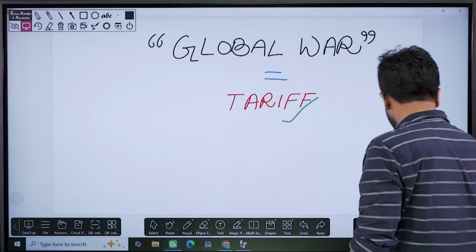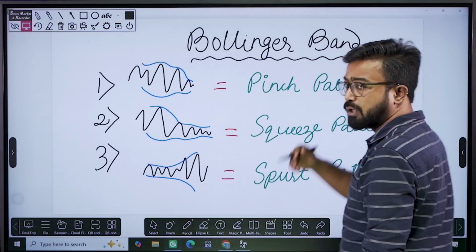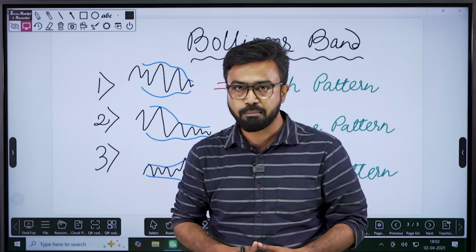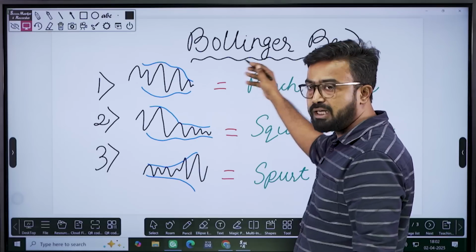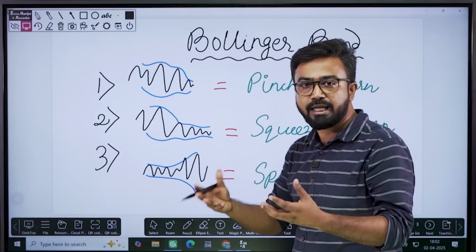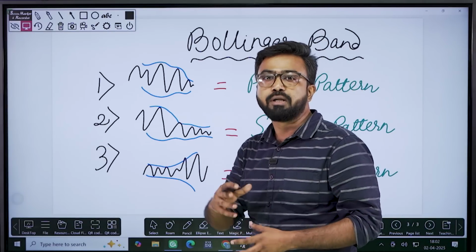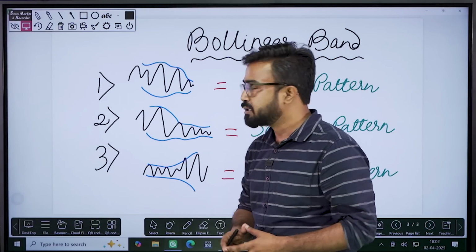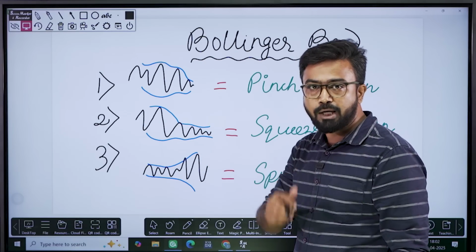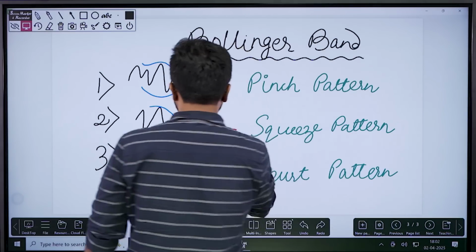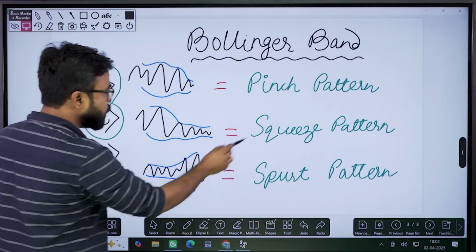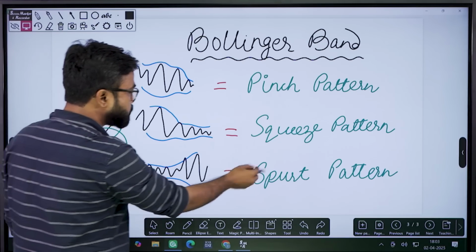So let me just explain to you the Bollinger Band, because my question is related to Bollinger Band. It's a volatility indicator which measures the volatility of any index or any stock. Wherever you put Bollinger Band as an indicator, it basically measures the volatility. I'm not going into the formula right now, but there are three major patterns I would like to explain: number one is pinch pattern, number two is squeeze pattern, number three is spart pattern.